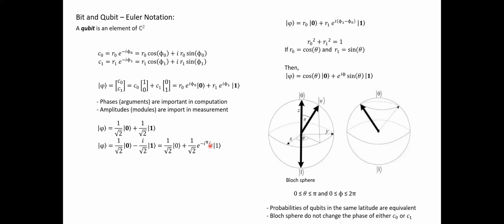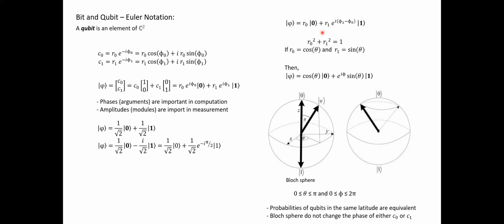but the second one has a phase of pi divided by 2. So we can also write down the states in that way with the Euler notation, which is going to be a really helpful tool when we try to visualize what is happening with a qubit specifically.